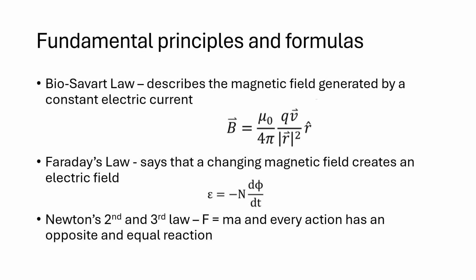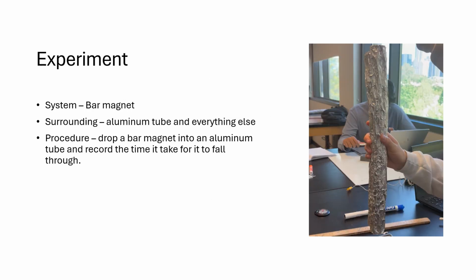Here are the fundamental principles and formulas you need to know for this lab. The Biot-Savart law describes the magnetic field generated by a constant electric current. Faraday's law says that a changing magnetic field creates an electric field. And Newton's second and third laws state that force equals mass times acceleration, and that every action has an opposite and equal reaction. In my experiment, the system is the bar magnet and the surroundings are the aluminum tube and everything else.